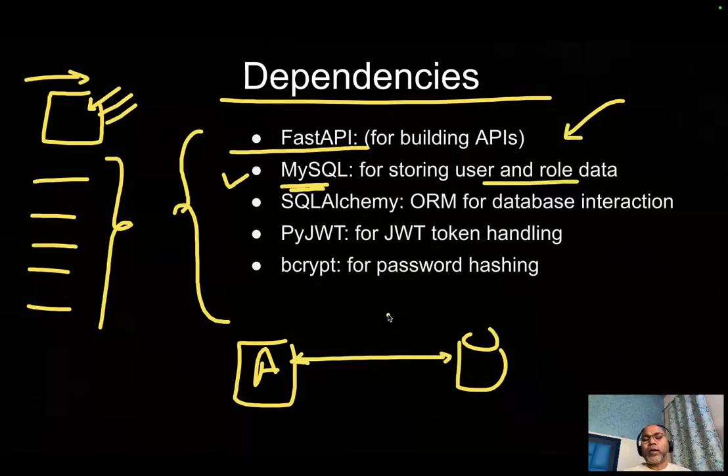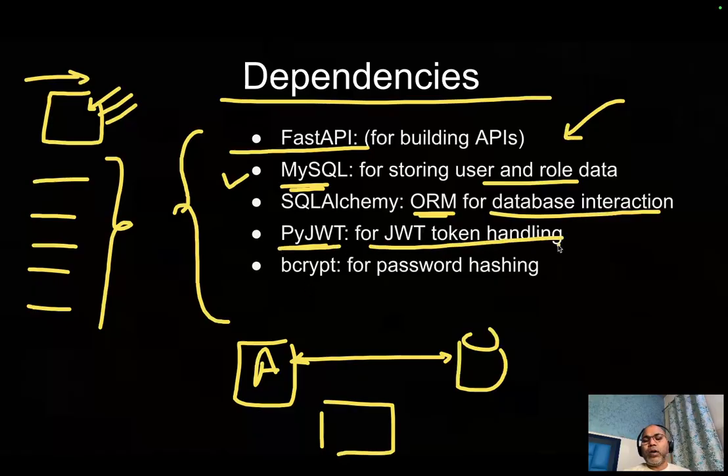We are not going to write every insert query or SQL query. Instead, we are going to use an ORM tool for managing the database interactions. And for generating the access token, we are using the PyJWT library, which generates the JWT token, so that one microservice can communicate with another microservice via tokens.